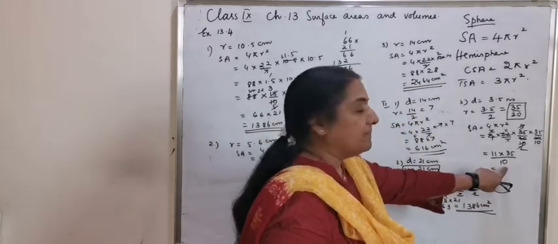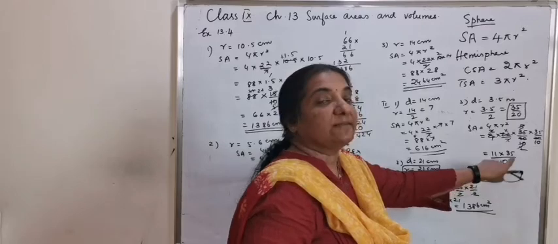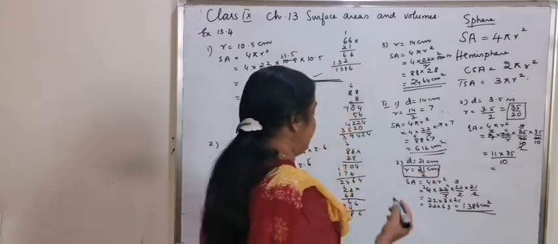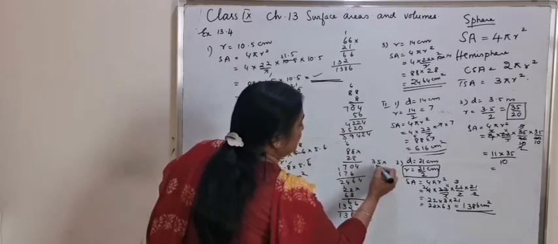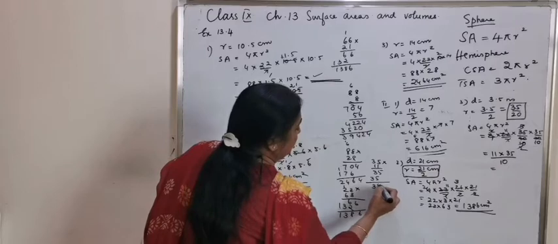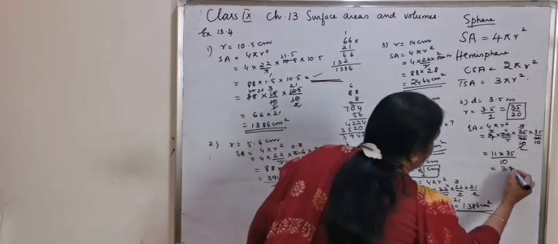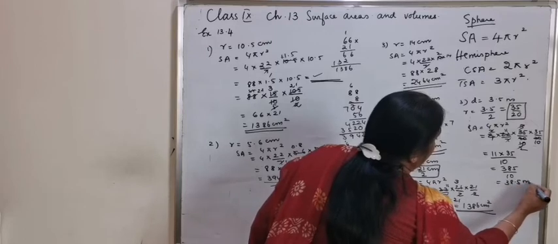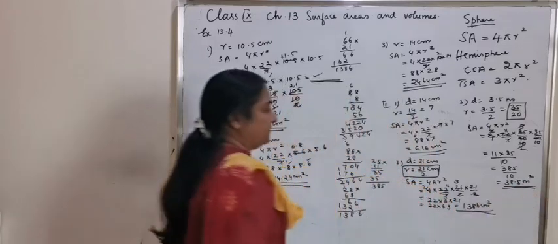If you have a multiple of 10, 100, 1000 etc., leave it here so that it can be useful for shifting the decimal place. So 35 into 11. 1 5 is 5, 3 5 is 15, 5, 3. It is 385 by 10 or 38.5 meter square.